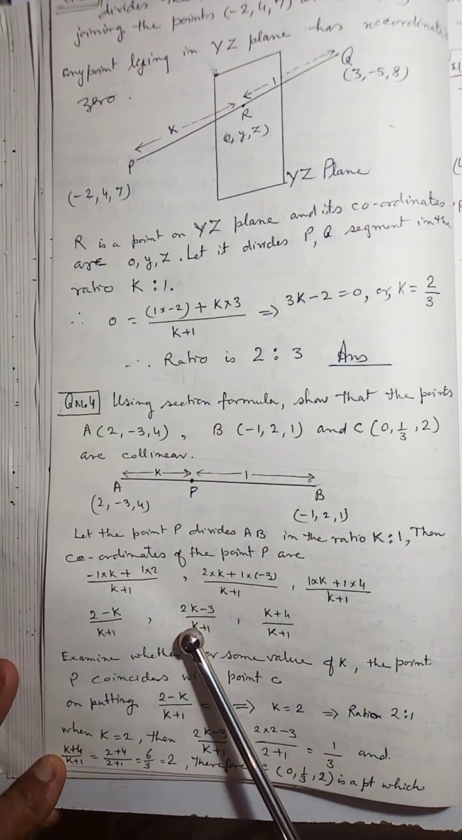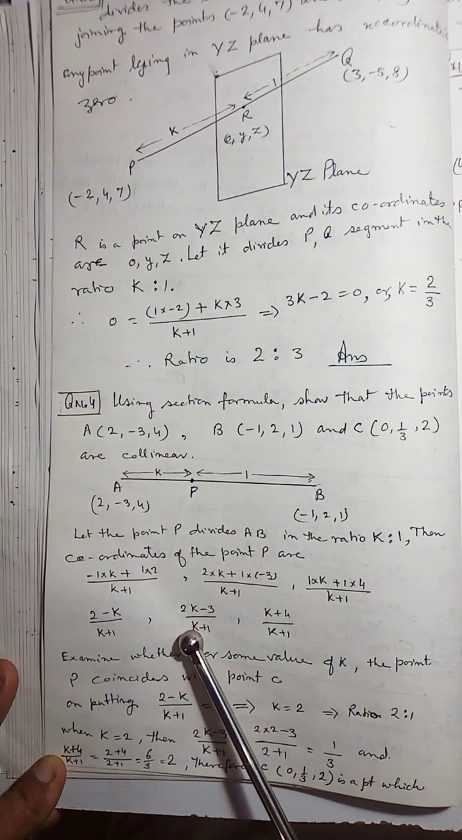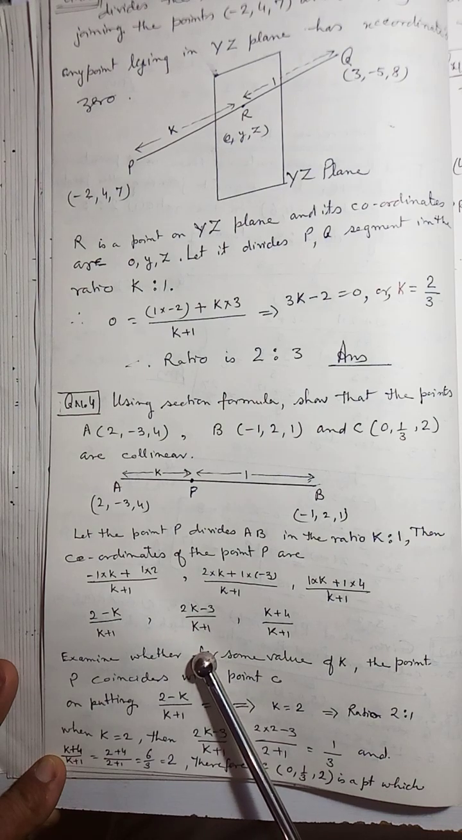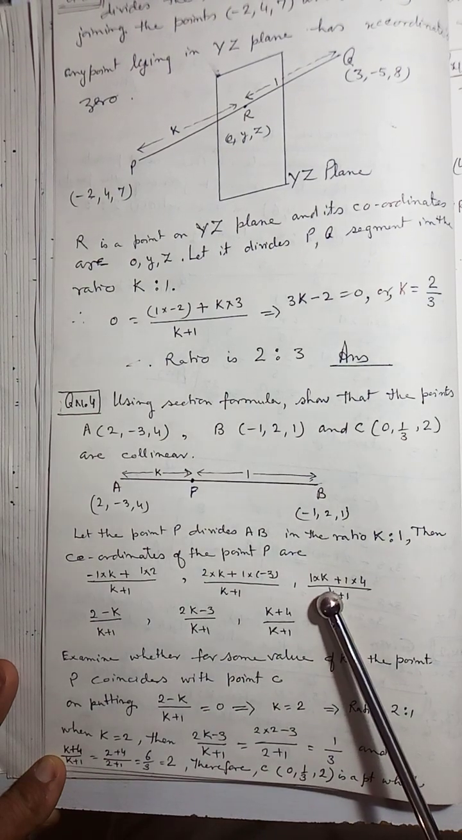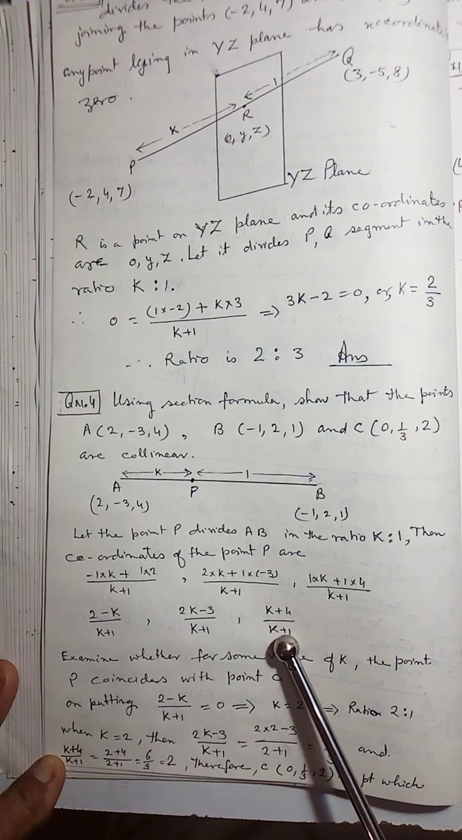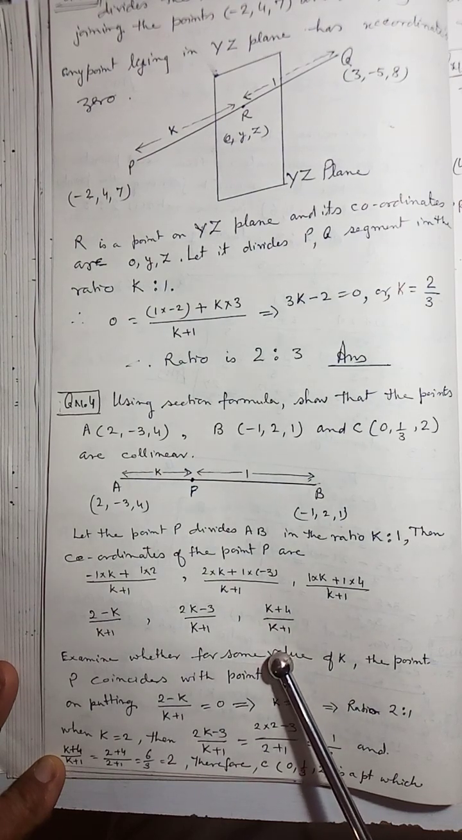and for the y coordinate, 2k minus 3, solve it. You will get 2k minus 3 by k plus 1. Here you solve it, you will get k plus 4 divided by k plus 1.